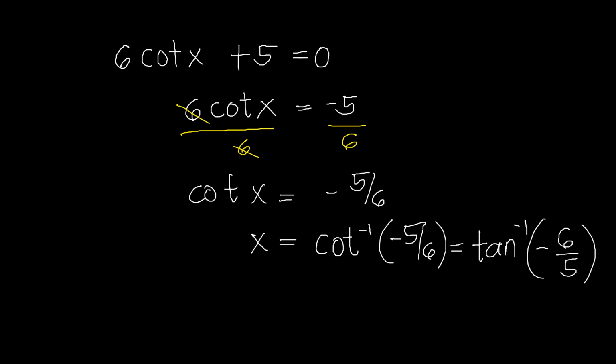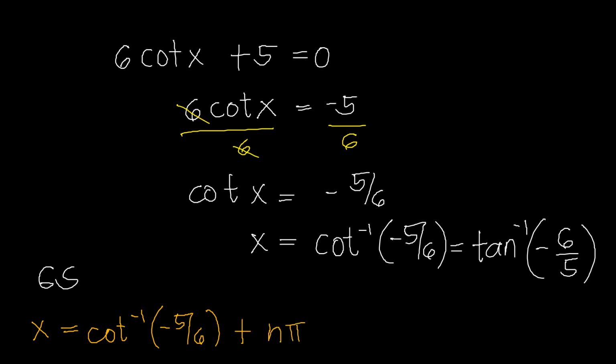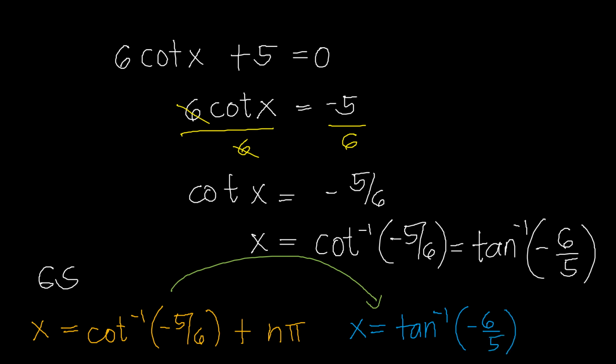They're just equal. Now the general solution of this can be x is equal to arc cotangent of negative 5 over 6 plus n pi. And since arc cotangent and arc tangent are related to each other, you can also rewrite it using the arc tangent: x is equal to arc tangent of negative 6 over 5, just getting the reciprocal of negative 5 over 6, plus n pi. Then they're just the same.